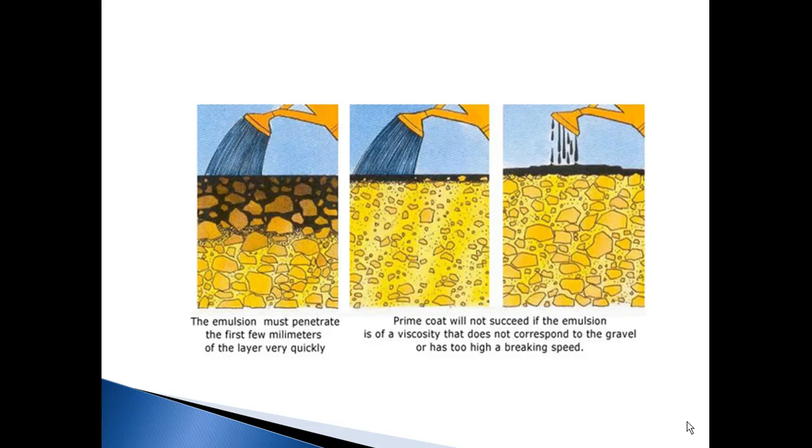Now here we have a figure. The first figure shows us the correct viscosity of the bitumen binder, which penetrates into the base course and coats any loose particles, whereas the other two figures show that if the viscosity is not maintained correctly, the prime coat will not move inside and give the necessary objective.